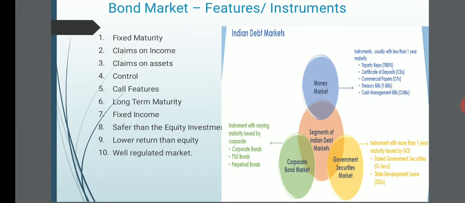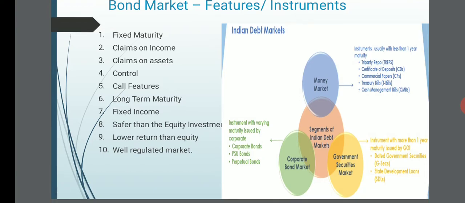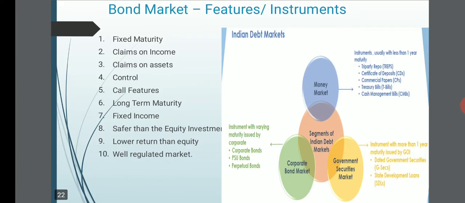And core features are: long-term maturity period, fixed income, safer than the equity investment because there's fixed income attached to bonds, lower return than equity, and a well-regulated market. So these are the features of a bond market.